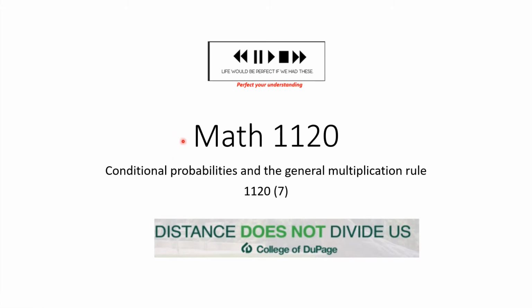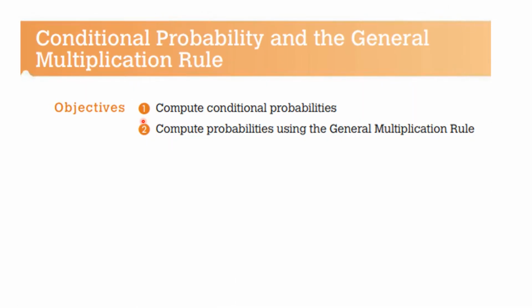This is Math 1120 coming to you from the College of DuPage, and the title of this lecture is Conditional Probabilities and the General Multiplication Rule. As always, I encourage you to be an active learner while watching this video. Our objectives in this video are to learn to compute conditional probabilities and compute probabilities using the general multiplication rule.